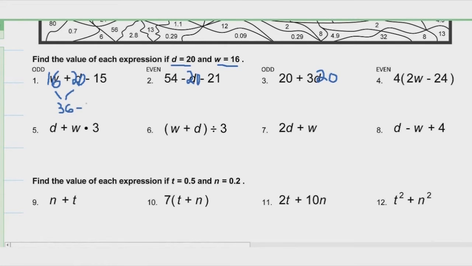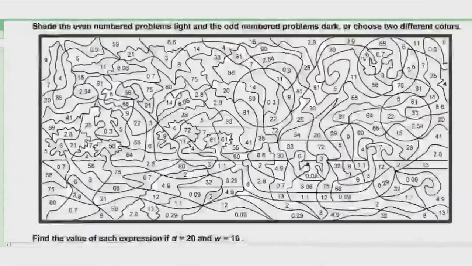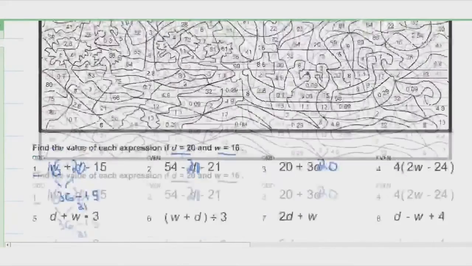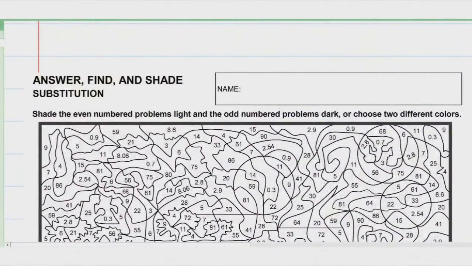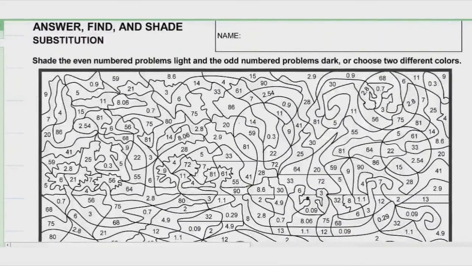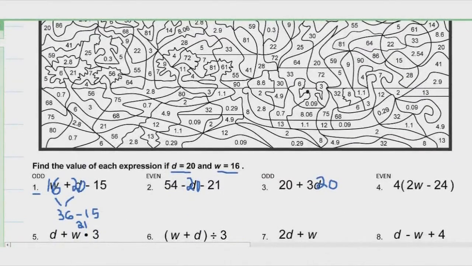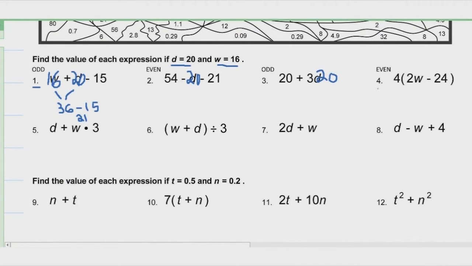Then we would minus the 15. And then we'd say 36 minus 15, which is 21. And then we'd find 21 up in the picture. And since number 1 is odd, we would shade it in dark because it says all the odd problems are in dark. So we'd find all the 21s and shade them in dark. I'm looking at 1 through 8 right now. If we can actually do 4, I think we could do all 1 through 8. So let me help you with number 4 really quick, and then I'll let you do the rest on your own, and then we can come back and check your answers.